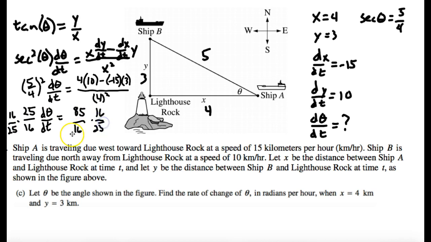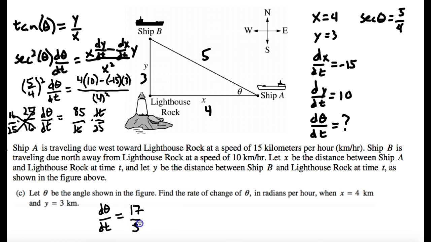So now I'm just going to multiply both sides by 16 over 25. So here, these cancel out. We get d theta dt by itself. And over here, the 16s cancel out. Remember, we could just multiply straight across and then reduce, but we can cancel out common factors as we go. So I see those 16s will cancel out. And we could then just leave it as 85 over 25, but we can reduce that a little bit further. Obviously, both of those are divisible by 5. 85 divided by 5 gets us 17. So this is 17 over 5.